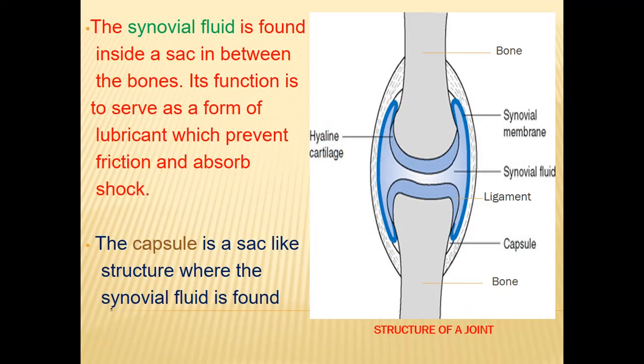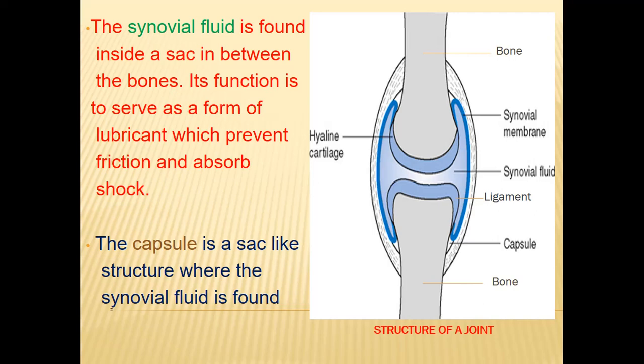The next one is the synovial fluid itself. The synovial fluid is found inside a sac in between the bones. Its function is to serve as a form of lubricant which prevents friction and absorbs shock. The next one is the capsule. The capsule is a sac-like structure where the synovial fluid is found.